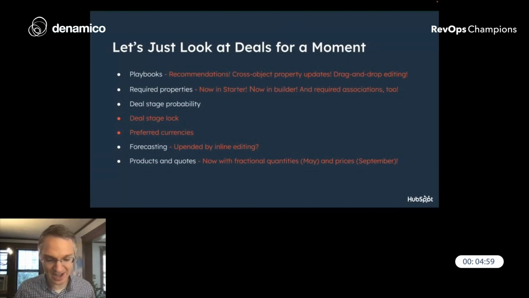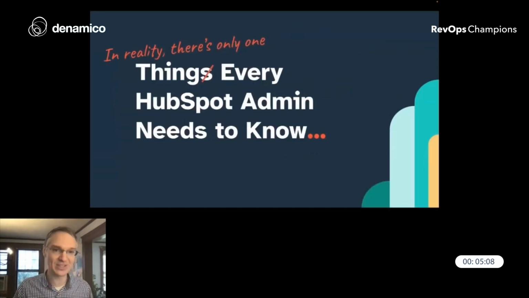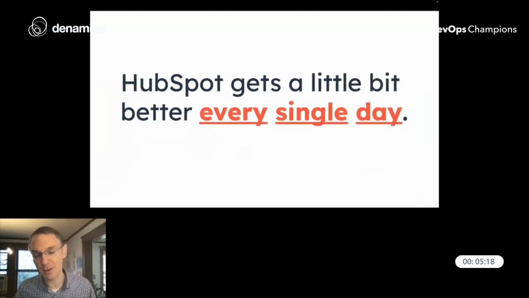So in some ways, it's kind of a lost cause for me to just have a canonical list of features that every HubSpot admin needs to know. And so what I'm really doing with this presentation is trying to help you understand that in reality, there's only one thing every HubSpot admin needs to know, and that's that HubSpot gets a little bit better every single day. And my personal mission is to help you keep up with that. It's to cut through the noise of all the little updates and highlight the ones that are really going to make your life as an admin better.